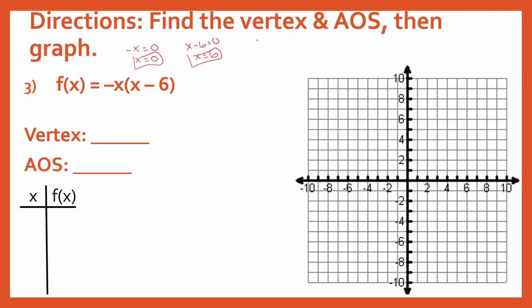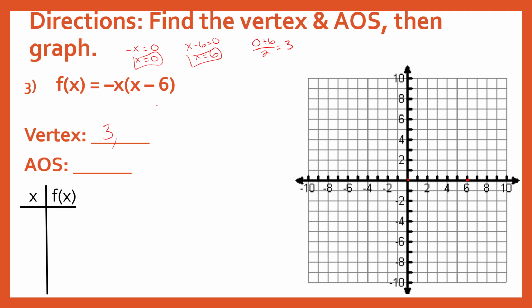So we want to add our roots together, 0 plus 6, and divide by 2. Our vertex is going to have an x value of 3. So let's see if this makes sense. We have an intercept at 0, 0. We have an intercept at 6. Would it make sense for my vertex to be at 3? Absolutely.